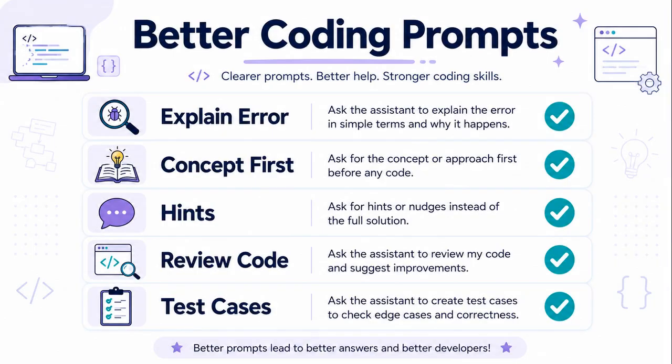Now let's look at better coding prompts. Ask, explain this error in simple language. Ask, show the concept before the code. Ask, give me a small practice problem. Ask, review my code and explain improvements. Ask, do not give the full answer yet, give hints first. Ask, create test cases for my solution. This builds real coding skill.